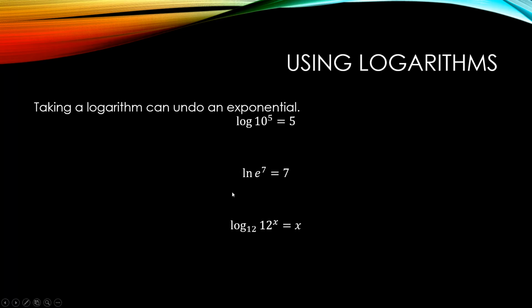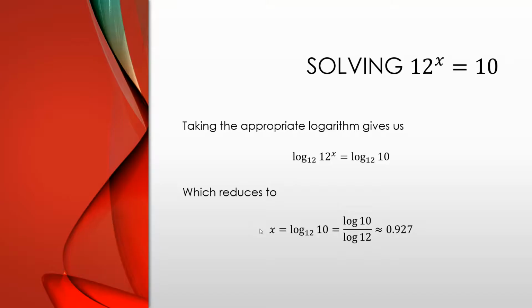Right? The natural logarithm, e raised to what power gives me e to the 7th? Well, I guess it's 7. And now maybe you're starting to see where this is going, because if I took the log base 12 of 12 to the x power, I get just x, because 12 to the power of x is 12 to the x. And that is exactly what we're going to do here.